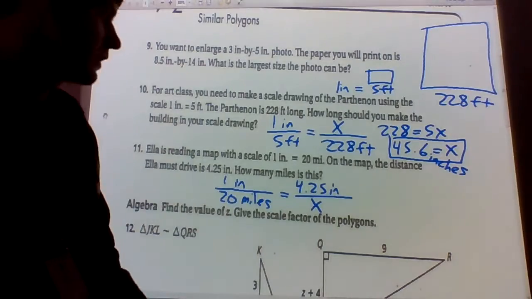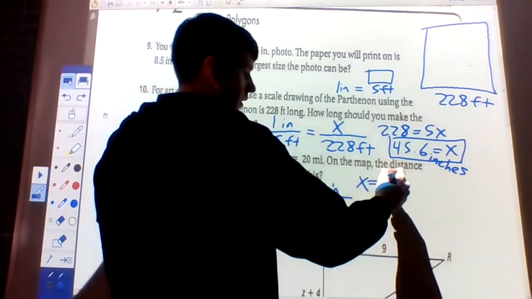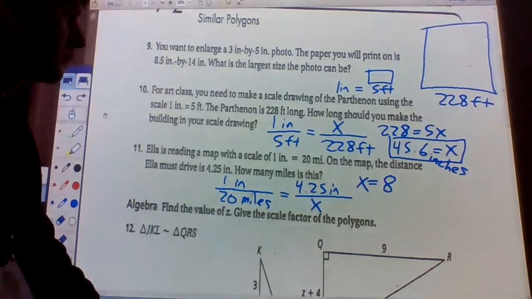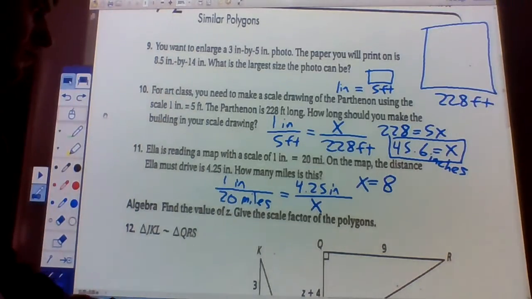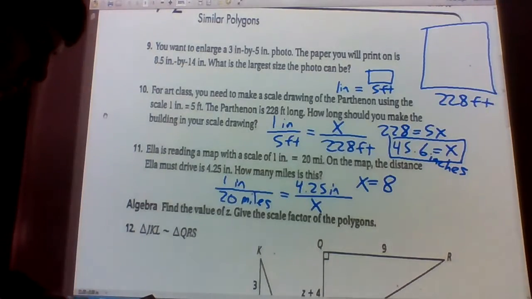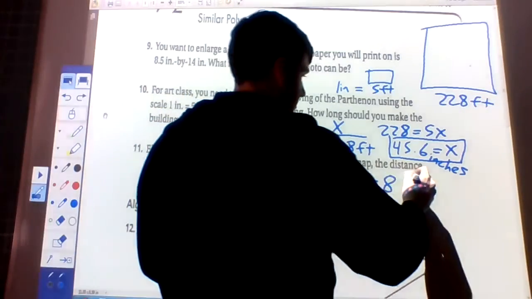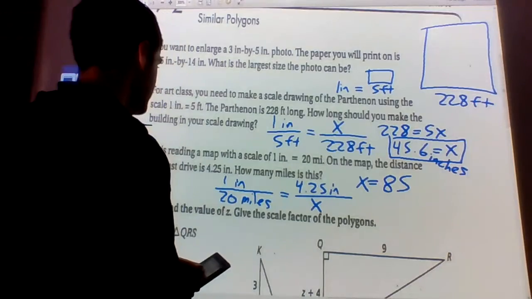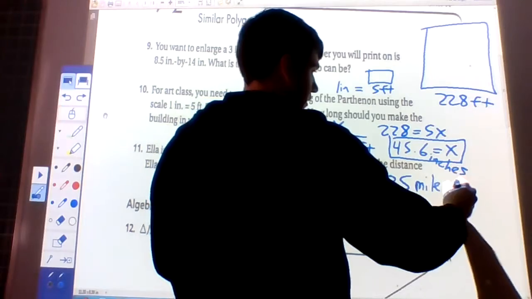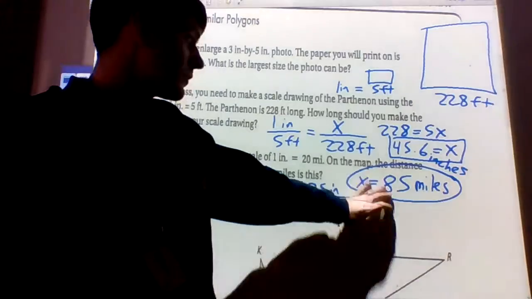So cross multiply, we get x equals 20 times 4.25, which is going to be 85 spot on. I don't know what I'm thinking. Dehydrated. That's just an excuse. There's no excuse for having gotten that wrong. I don't know why I said 85.25. 85 miles.